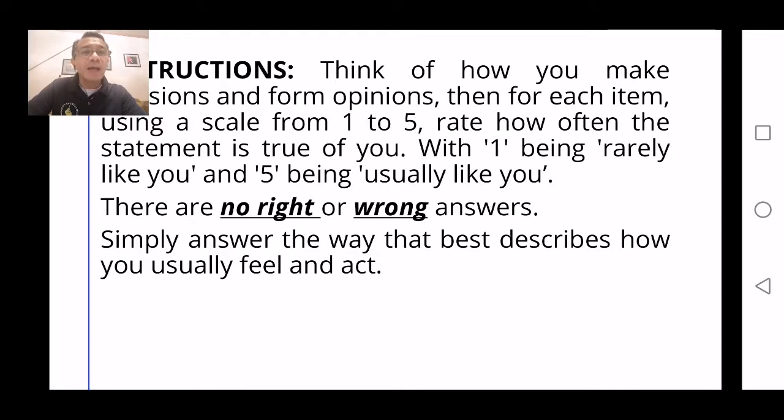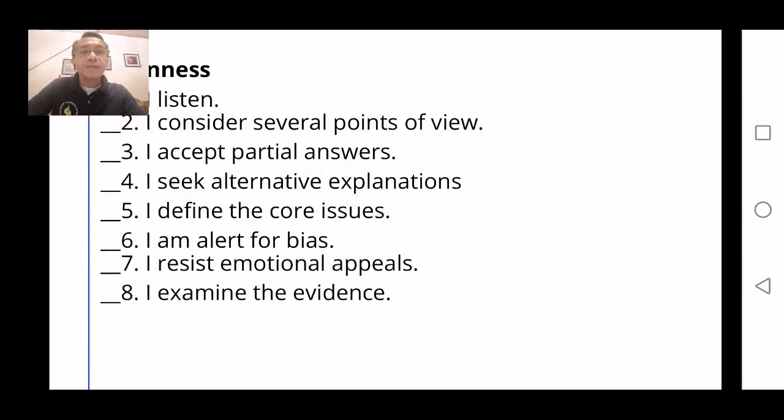So simply answer the way that best describes how you usually feel and act. So be honest with your answers. And the first section is on openness. So you will find here eight items. I listen, I consider several points of view, I accept partial answers, and so on. So that's for openness. So for each item, answer them ranging from 1 to 5, 1 being the lowest, 5 being the highest.